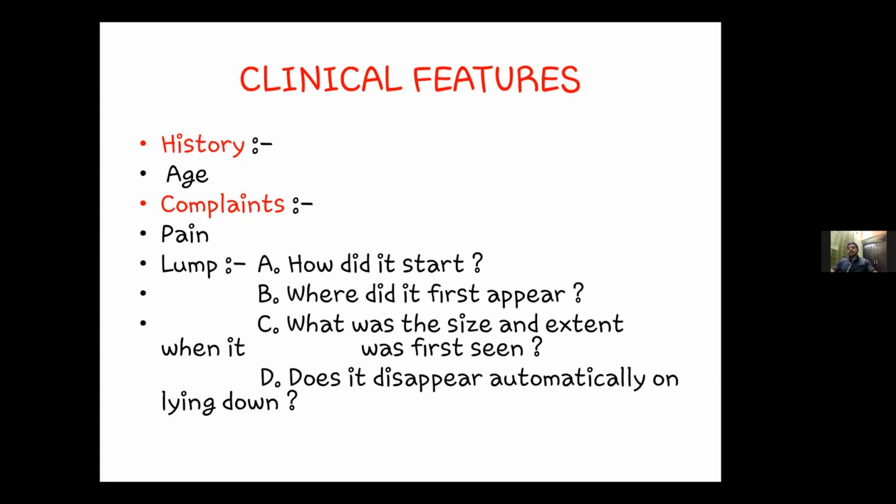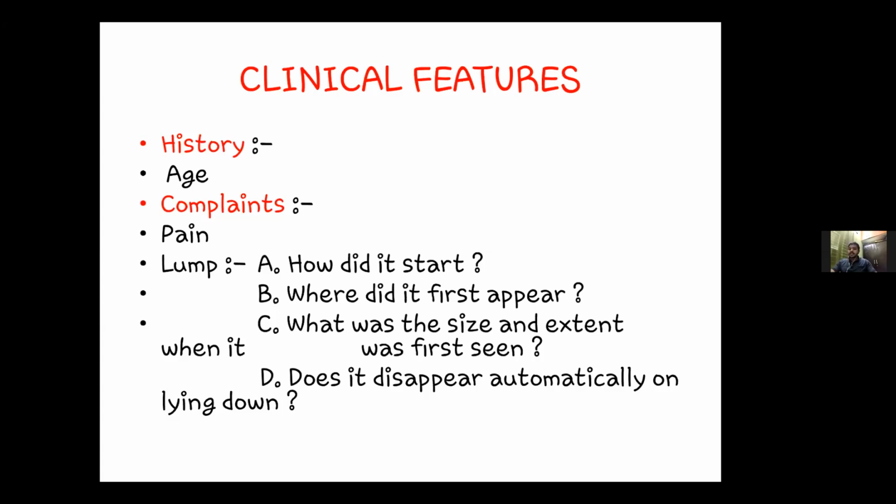There are certain sets of questions that are put to the patient in order to arrive at the diagnosis. The set of questions include: how did it start? Usually the patient complains that he or she has seen the swelling for the first time while doing a straining activity. By straining activity, I mean coughing, lifting heavy weights, difficulty in micturition, or difficulty in passing stools, that is constipation.